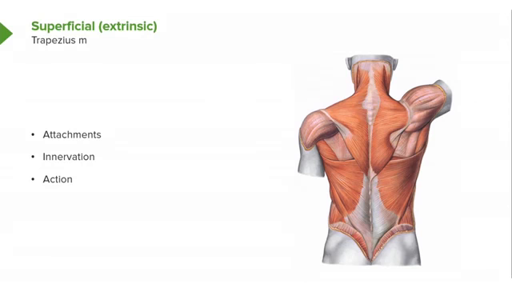It has 3 points of insertion. One of those would be to the spine of the scapula in this general vicinity. It then extends laterally and will insert onto the acromion of the scapula, and then will wrap around to the anterior portion and also insert on the lateral 1/3 of the clavicle.